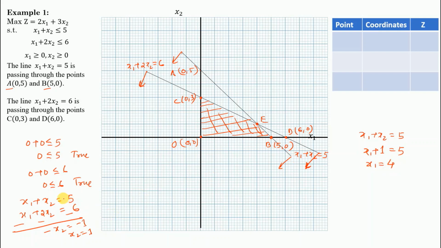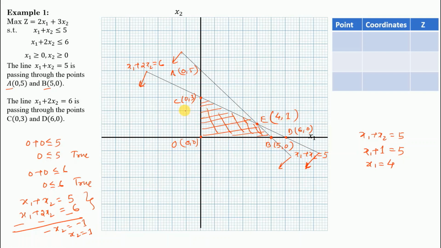So in this way you can find the point of intersection of these two lines. To find the point of intersection, you can simply solve these two equations. Here we get x2 equal to 1 and x1 equal to 4. So the coordinates of E are 4, 1. If you are using a graph, you can easily visualize this. Look at this point: this is 1, 2, 3, 4 on the x1 axis, and this distance is 1 on the x2 axis. So these are the coordinates of point E.